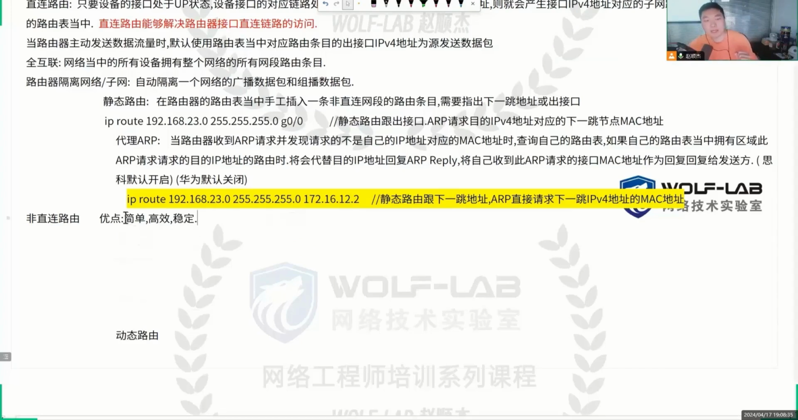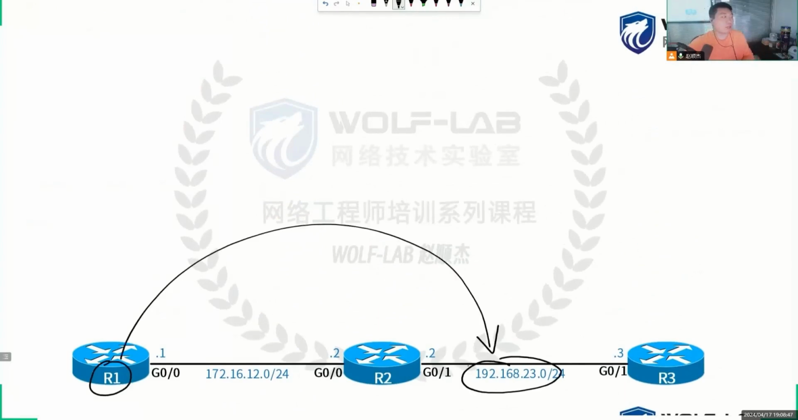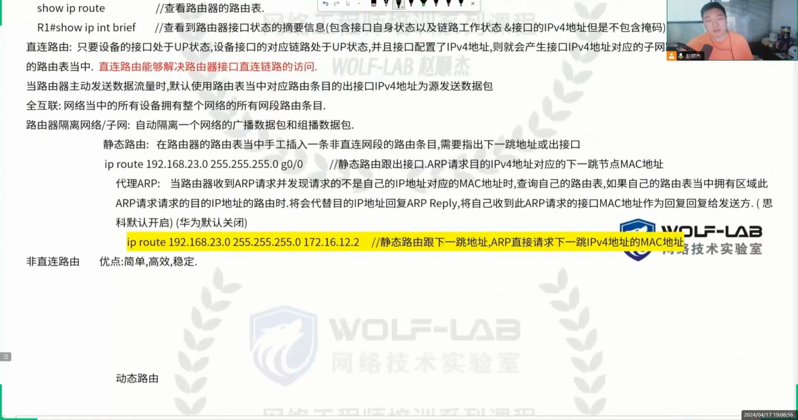For example, if I want router R1 to have a route entry for a non-directly connected network, the 192.168.23.0/24 network, I only need one command line on R1. Apply the command ip route 192.168.23.0, then specify the next hop address. Then our router immediately has a route entry to the network. That's static routing. One command line can solve our router's access to a certain network very quickly and efficiently. It's done in one go and stable, so static routing actually has its basis for existence.